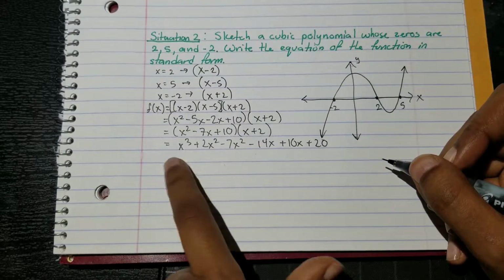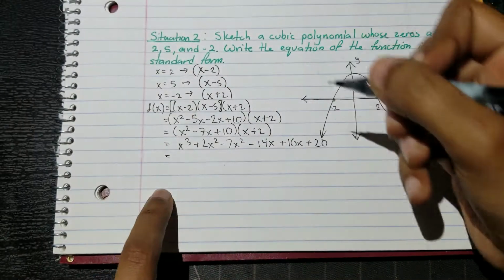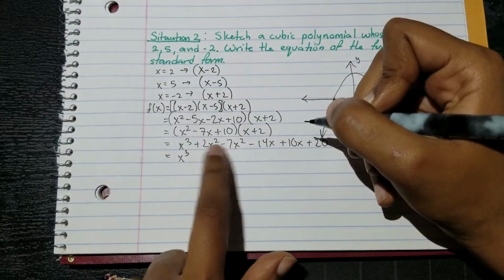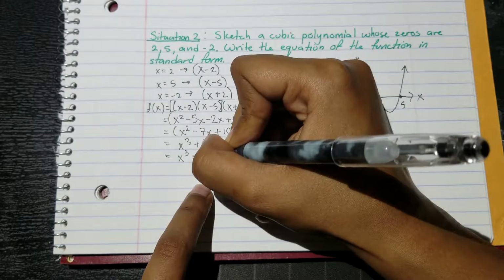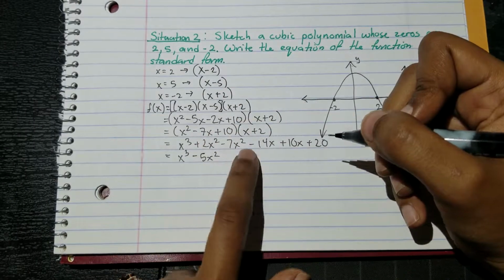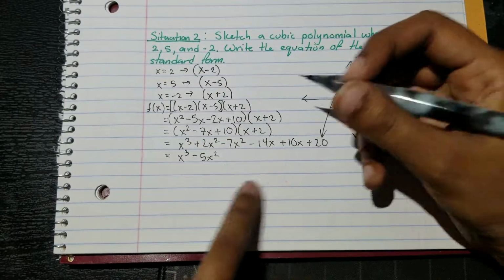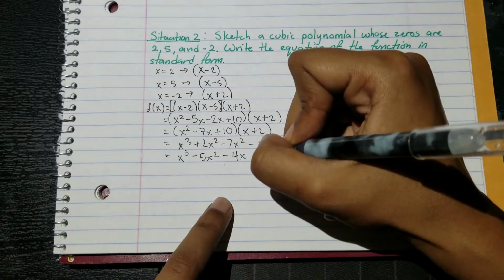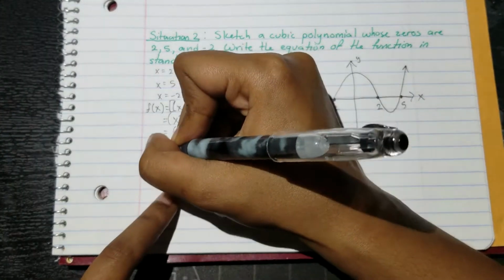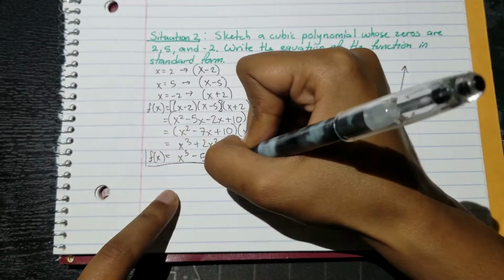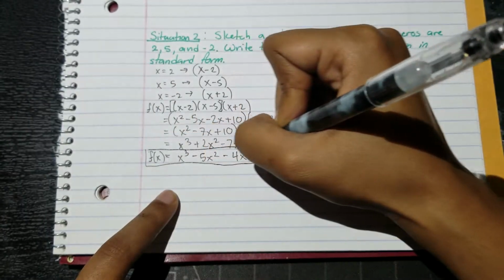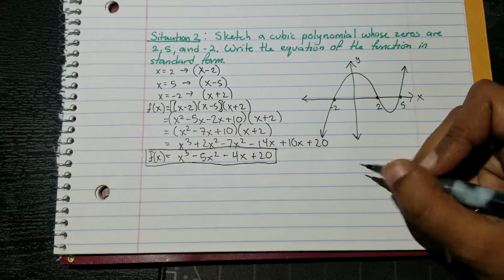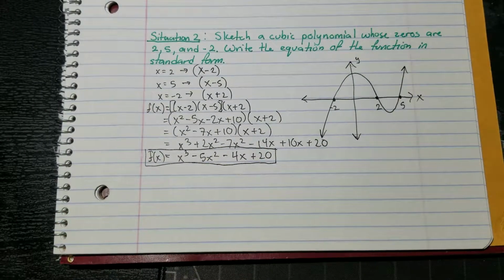So we end up with these. And we're going to combine like terms, so nothing combines with x cubed, so it's just x cubed. These combine to give you -5x squared, right? 2 minus 7. We have -14 plus 10, that's -4x. And then we just have a plus 20. And that is our standard form of our equation. It has to be in descending order of the exponents, so 3, 2, 1, 0. And that is pretty much done with the problem.